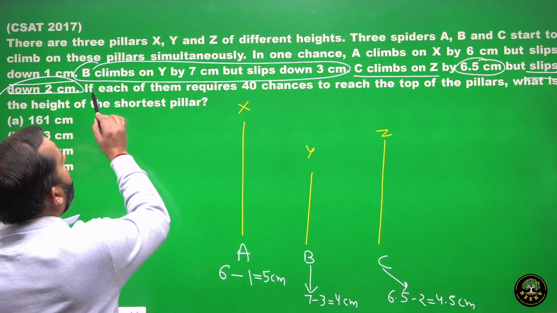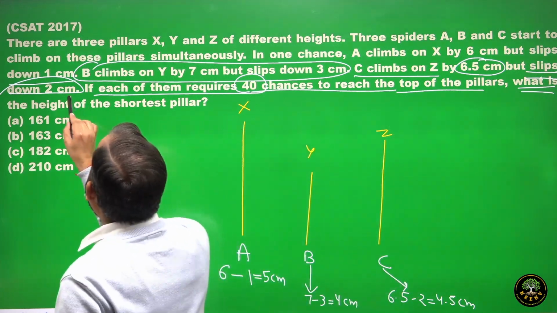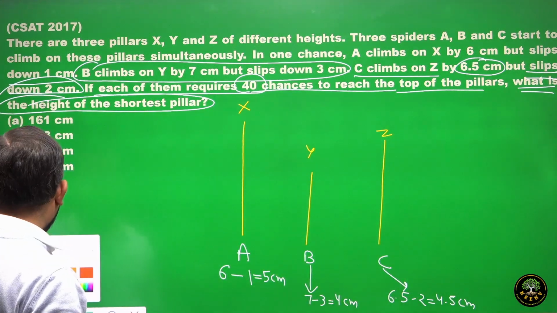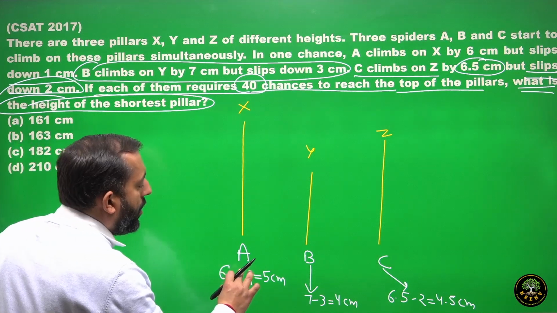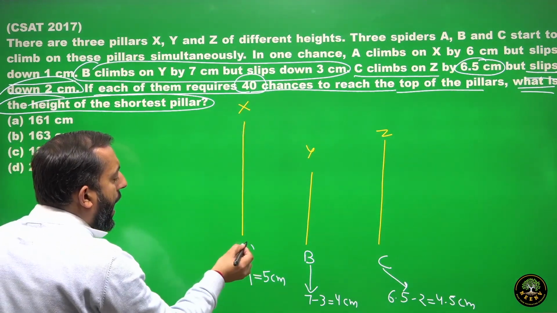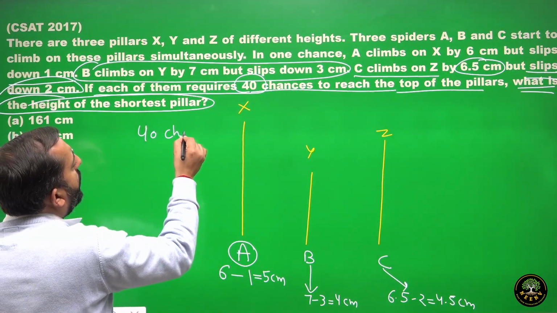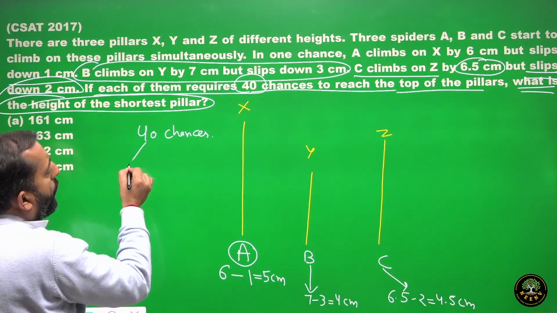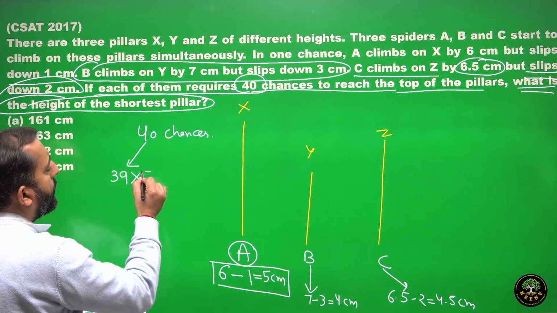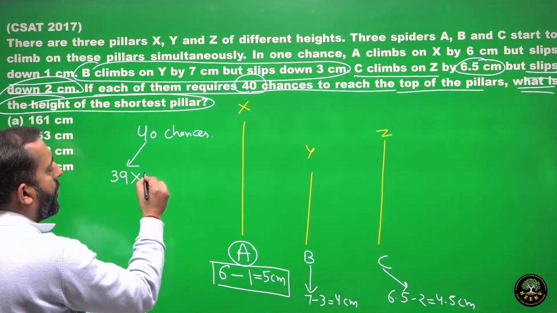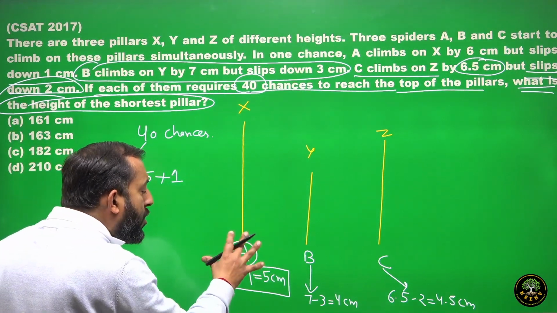Now next information: if each of them requires 40 chances to climb to the top of the pillar, then what is the height of the shortest pillar? Now be attentive. In this question, try to understand. This ant A will climb this pillar X in how many chances? In 40 chances. Now out of 40, in 39 chances it will use this effective height, but in the last chance it will not use this effective height.